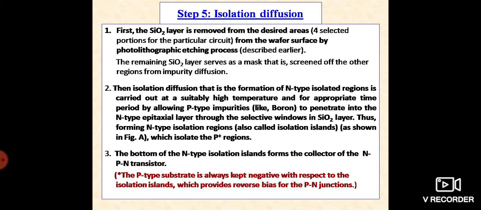See the second point, the isolation diffusion, that is the formation of N-type isolated regions, is carried out at a suitably high temperature and appropriate time period by allowing P-type impurities like boron. You know, when we have to make P-type semiconductors, what we do? We use trivalent impurities whenever we are to make P-type silicon.